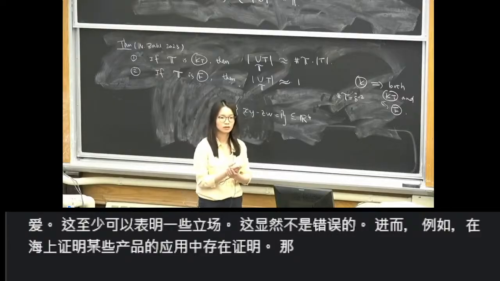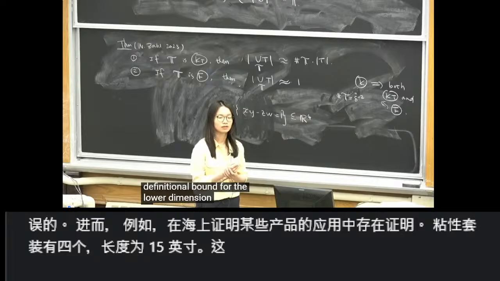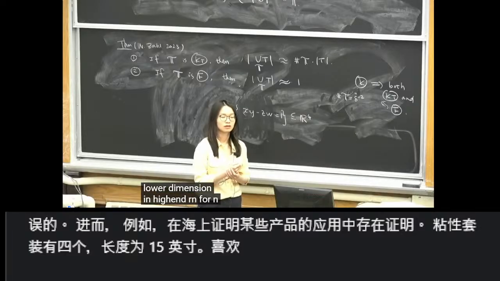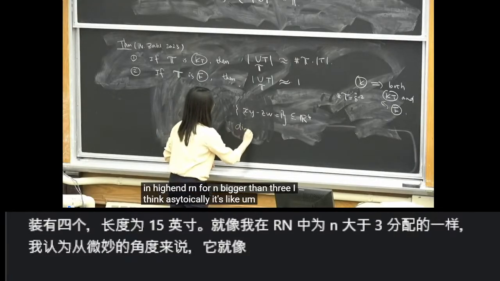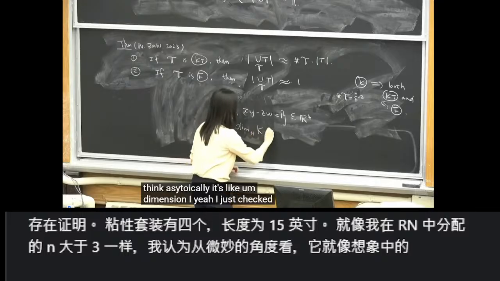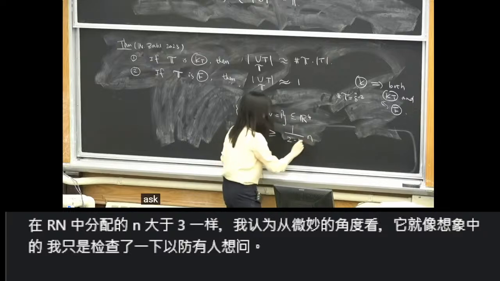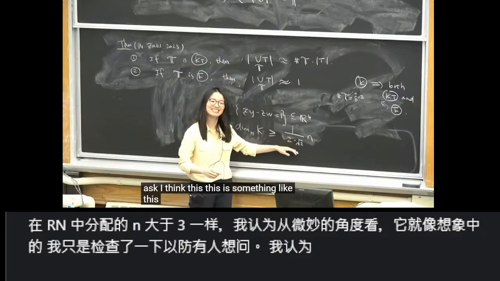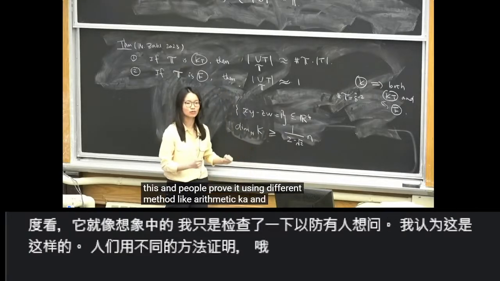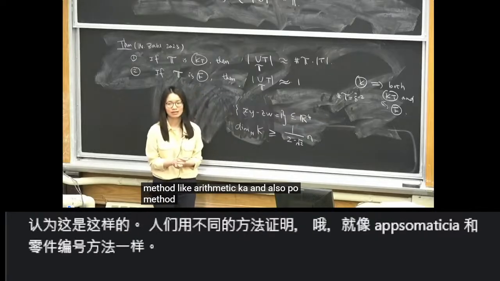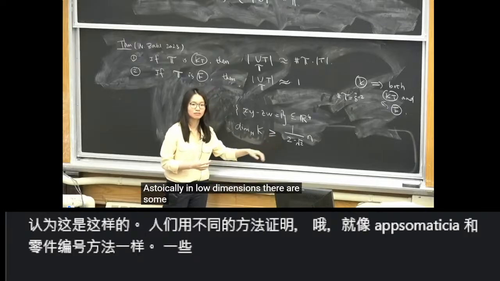Here's a related question: what is the best lower bound for the dimension of a Kakeya set in Rn for n bigger than 3? I think asymptotically it's like this. I just checked it in case someone wants to ask. People prove it using different methods, like arithmetic Kakeya and also the polynomial method. Asymptotically, in lower dimensions, there are some better bounds.